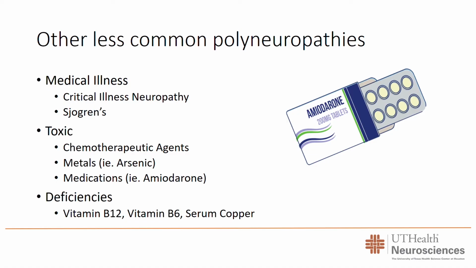We also will check for vitamin deficiencies because vitamin B12, vitamin B6, and serum copper can cause neuropathies. Interestingly, a deficiency of vitamin B6, so having a low vitamin B6, can cause neuropathy, but also having a very high vitamin B6 can also cause neuropathy. So sometimes it's a fine line to walk. But I thought that was kind of interesting because it's probably the only vitamin that I can think of that both a low level and a high level can be associated with neuropathy.